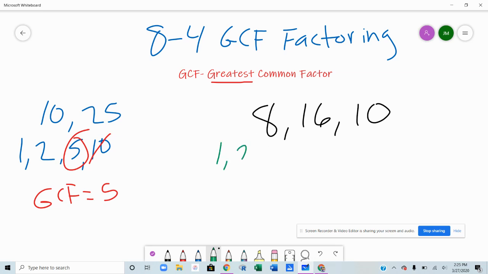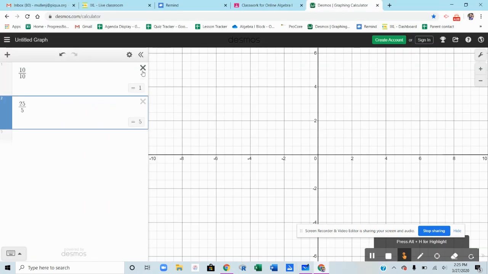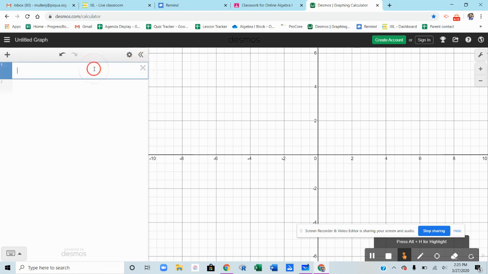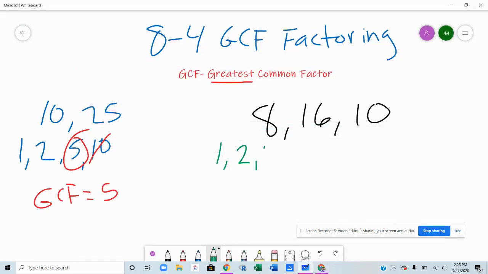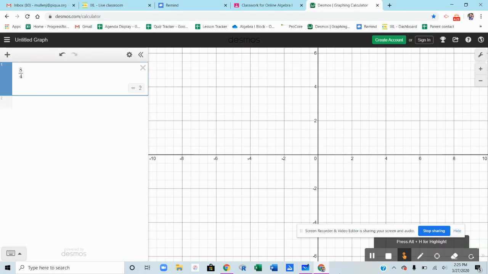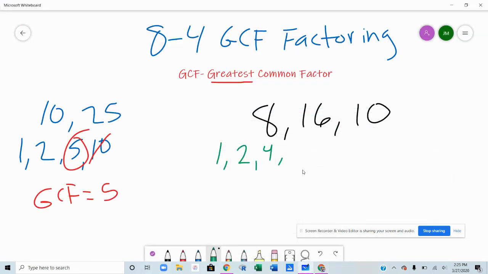Obviously 1, it is even, so we know that 2 works. You can go down the list and check 3 through 8 if you need to using a calculator. So 3 doesn't work. 4, it does work. You can keep checking. You should be able to see that 5, 6, 7, if you check them on the computer or on your calculator, you would notice that they don't work. 8 is your other one that does.